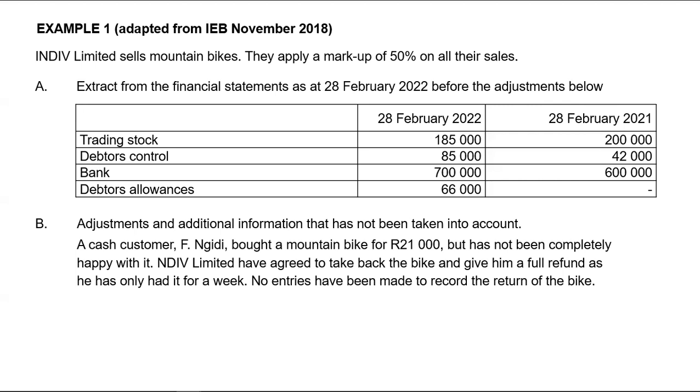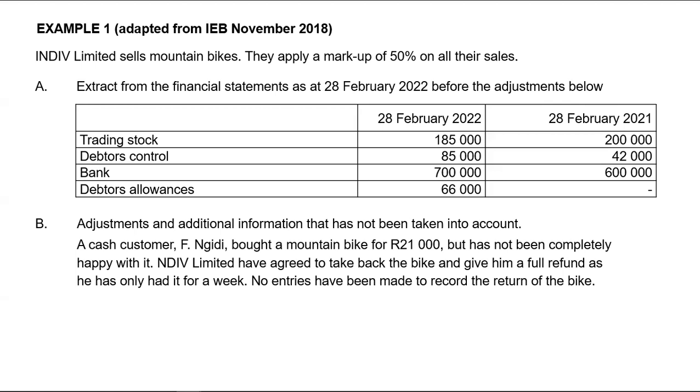Note that we are not just taking the goods, we are actually going to refund F Ngiri. F Ngiri is a cash customer, not a credit customer, but a cash customer. We are going to refund him his money back, which is that 21,000. But that 21,000, you already know that just by that return, it affects all accounts, in total. It affects sales, but in this case, obviously, we can't debit sales.